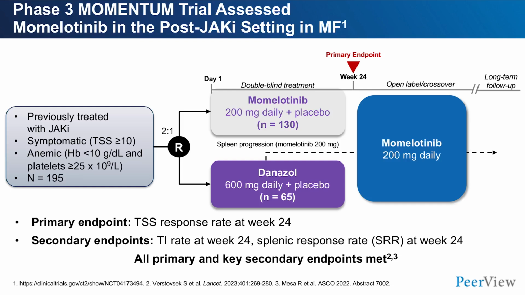milligrams daily. And all the patients who concluded the week 24 double-blind treatment phase can be offered momelotinib as open-label drug. So here you can have patients who started with momelotinib and then continue momelotinib, and patients who started with danazol and then cross over to momelotinib. The primary endpoint was the total symptom score response at week 24, and the secondary endpoints were the transfusion independence rate at week 24, and splenic response at week 24.